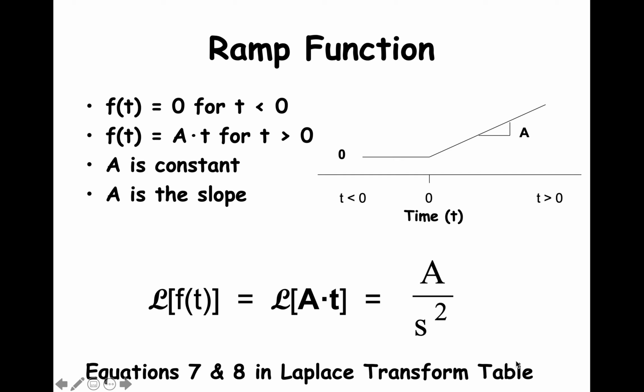The Laplace domain expression for a ramp function of a times t is a over s squared. Again, if a equals 1, it is called the unit ramp function, and the Laplace expression is 1 over s squared. The ramp functions correspond to equations 7 and 8 in the Laplace transform table.